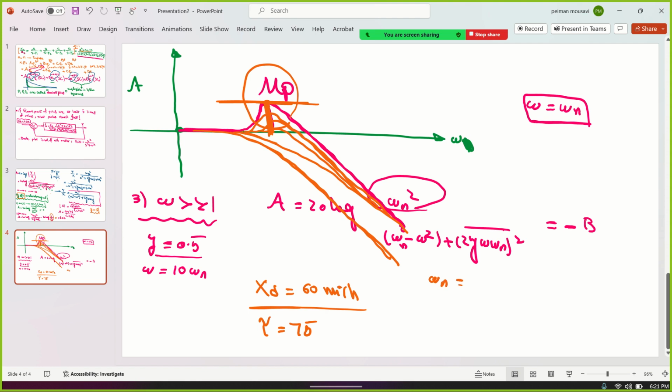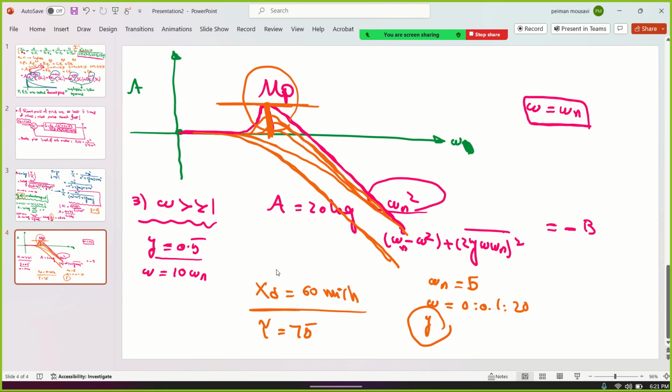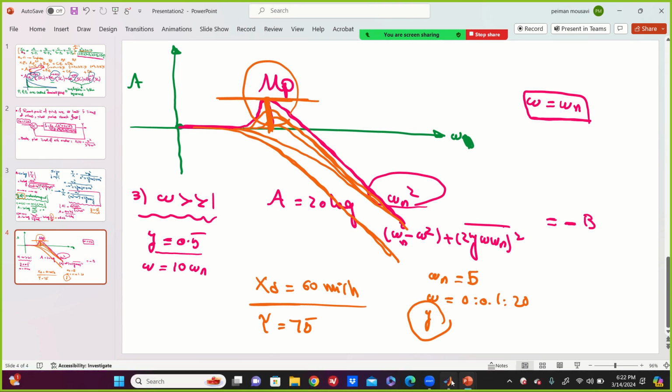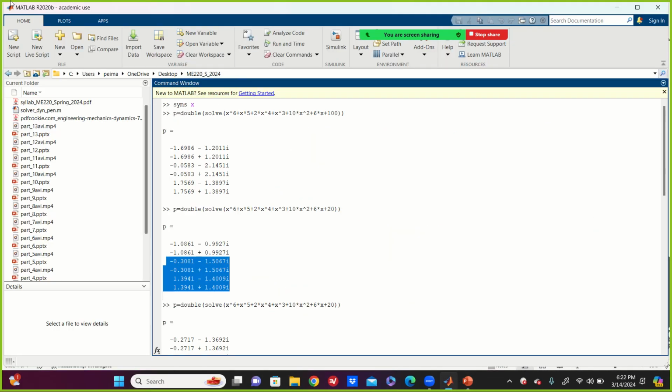Assuming omega n is 1, and I have to change omega from 0.1 to 20. Zeta, I'm going to change from an underdamped to an overdamped system. Let me do that in MATLAB for you guys, and we're going to see the second order Bode plot. I'm going to share this with you.